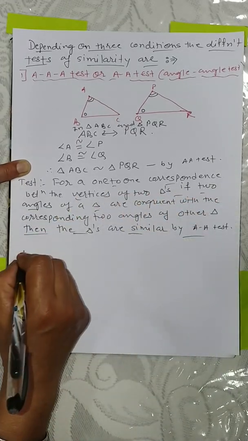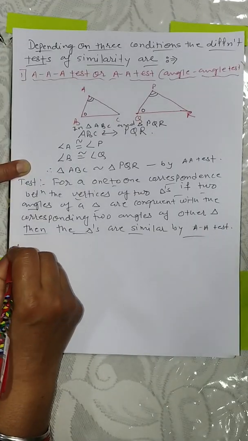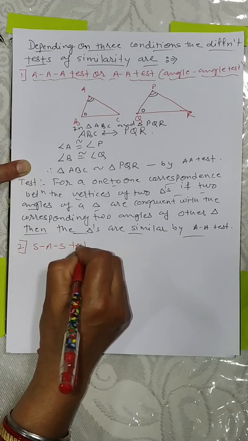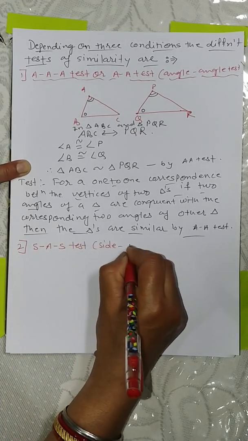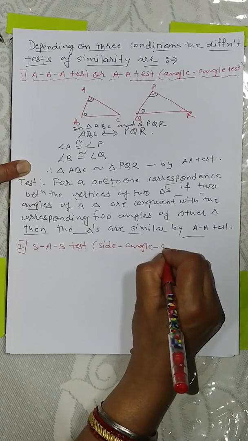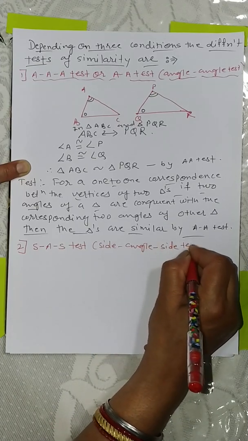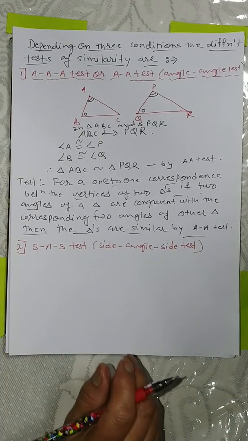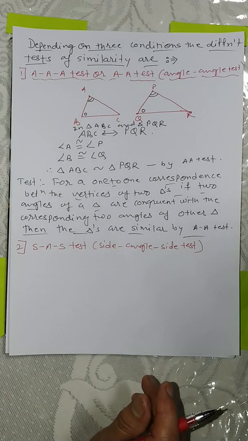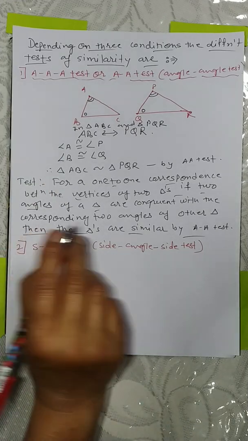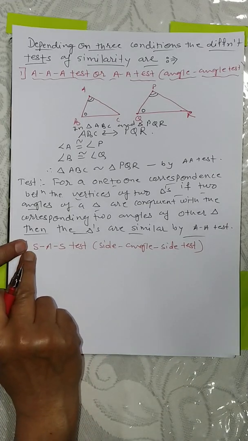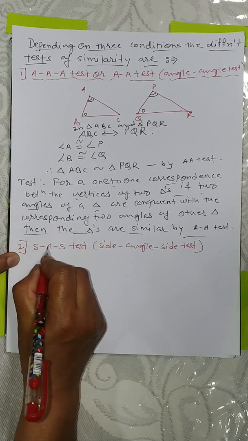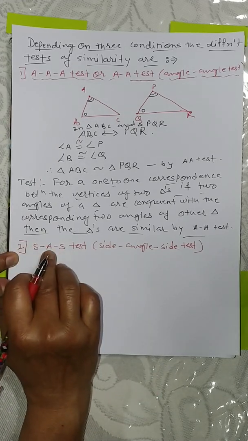Now the second test is SAS test, that is side angle side test. Here I will only explain this SAS test. You have to write down this test from last year's copy. Side angle side means two sides and the included angle, or the angle between them, is given. Two sides and the angle between them.